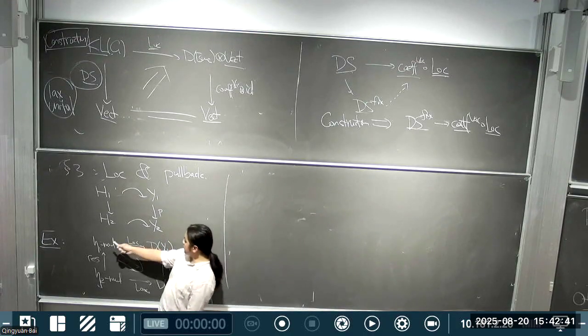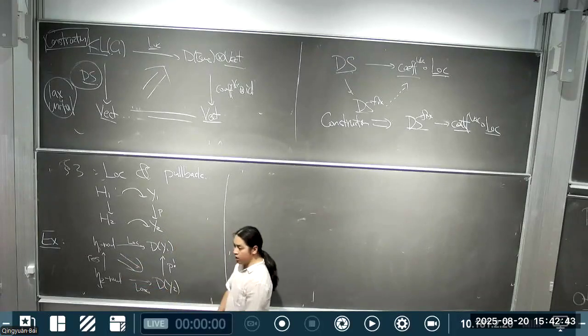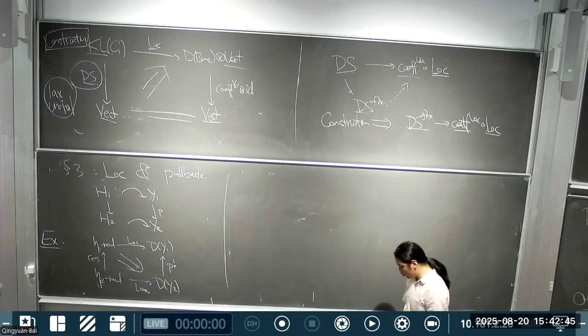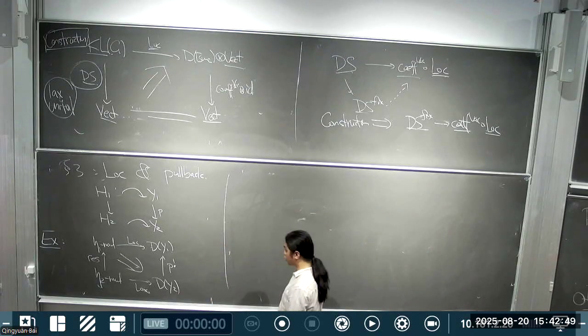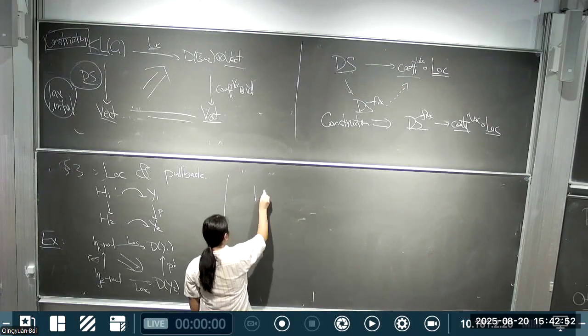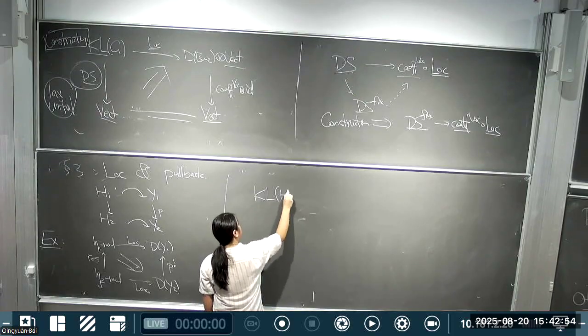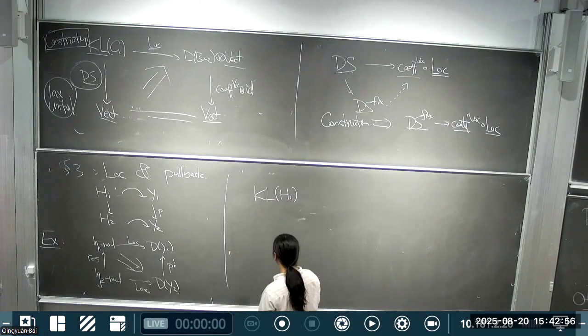Instead of considering H1-mod and H2-mod, we'll consider the corresponding loop version. And instead of considering this loop, we'll consider the covariant version. I think it's easy to believe. So you have the following natural transformation.